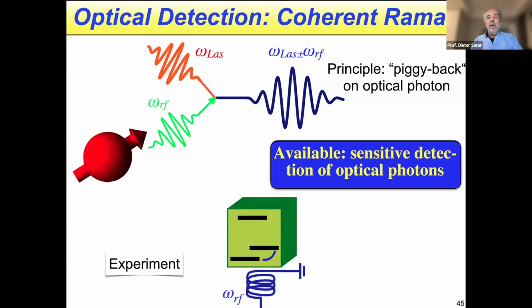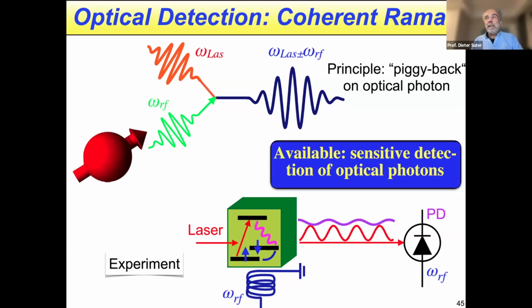In the experiment, you need a system which has a nuclear spin transition or electron spin transition. You apply a radio frequency or a microwave field to induce coherence between these two states. Now you apply a laser field, and that creates two coherences in the two optical transitions. And the transmitted laser beam contains now two frequencies. If you interfere these frequencies on a photodetector, you get back the radio frequency that you started out with.